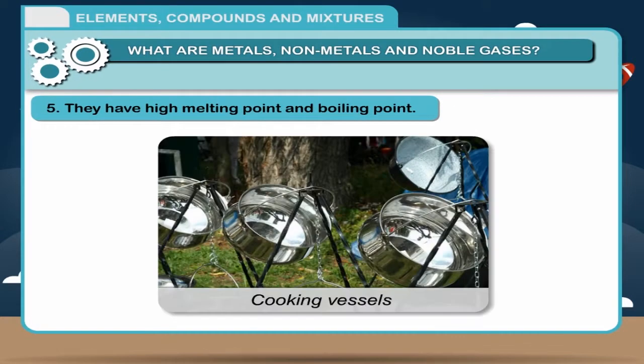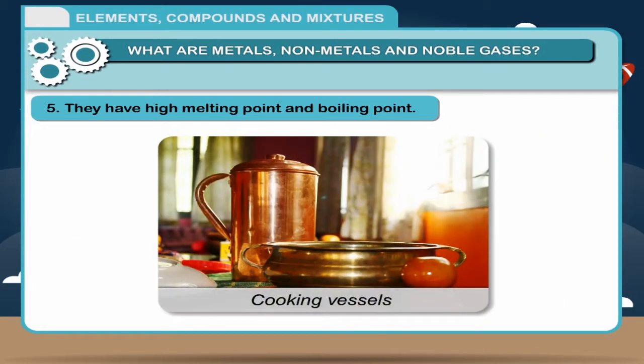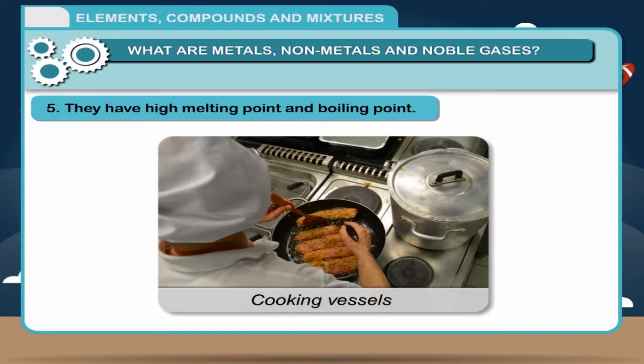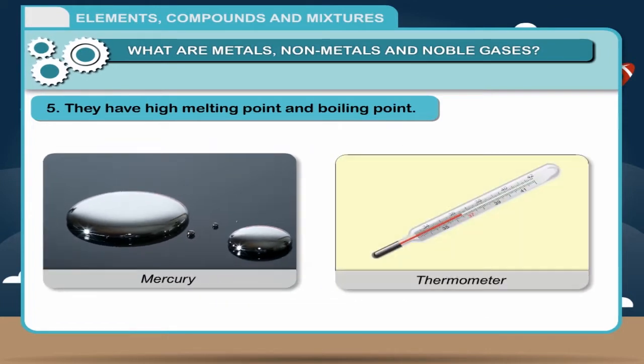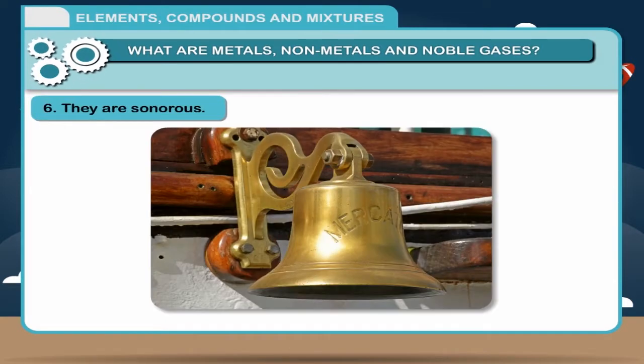5. They have high melting point and boiling point. Cooking vessels are made of metals or their alloys because they can withstand high temperature and do not melt. Their melting point is high. Similarly, mercury, which is a metal but exists as a liquid, is used in measuring body temperature in thermometers as its boiling point is very high. 6. They are sonorous. It means that they produce a ringing sound when struck.